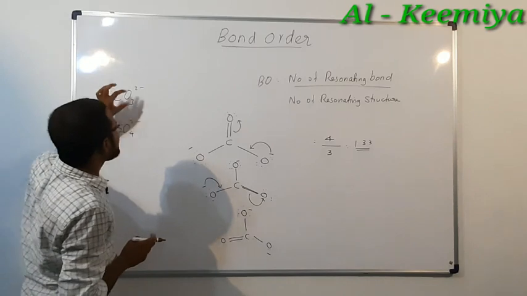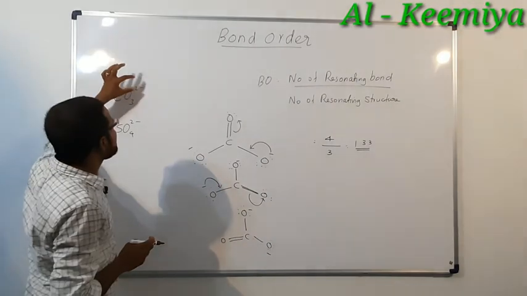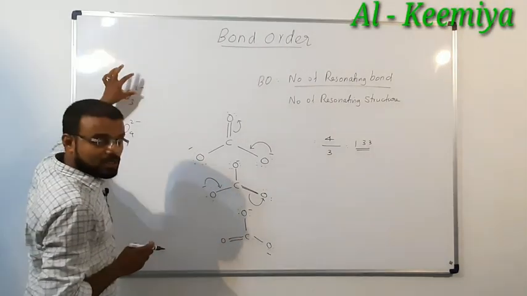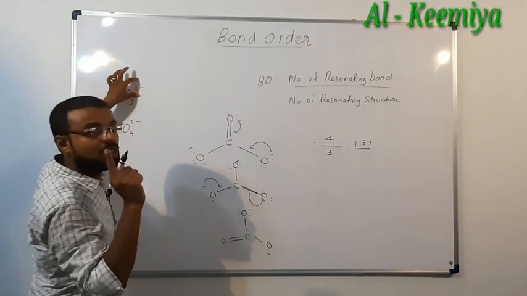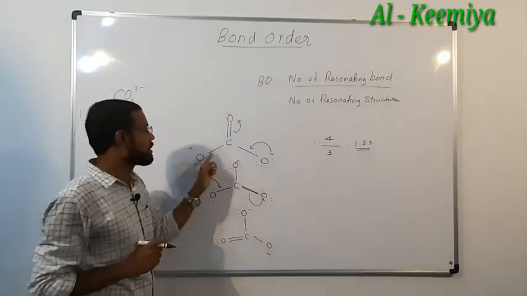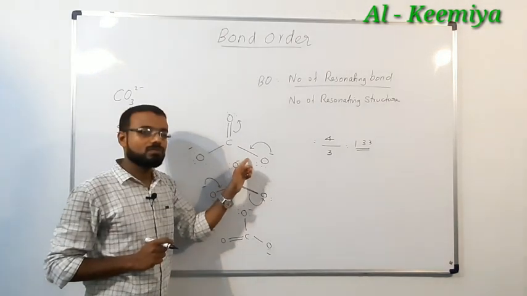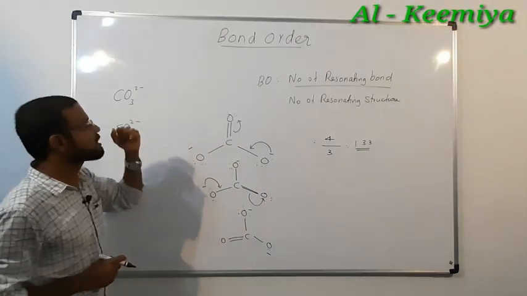Now one more thing, in this type of species, the negative charge on the species is equal to the number of single bonds. See how many single bonds here? 2 single bonds. What is the charge here? 2.